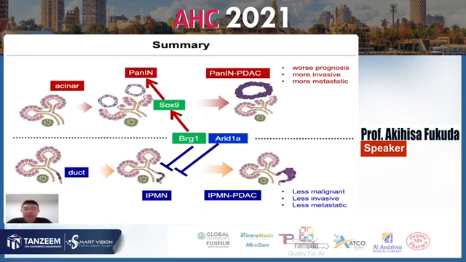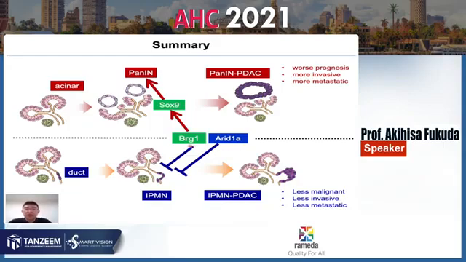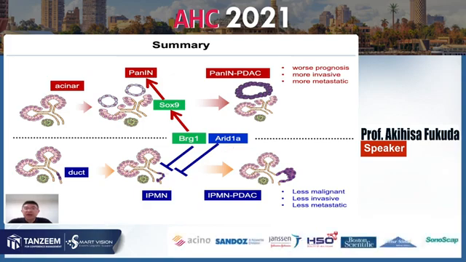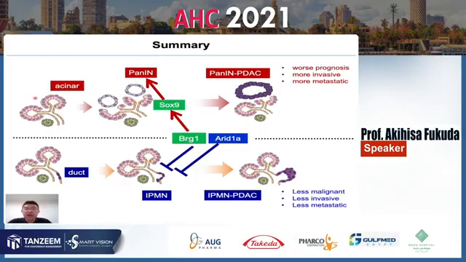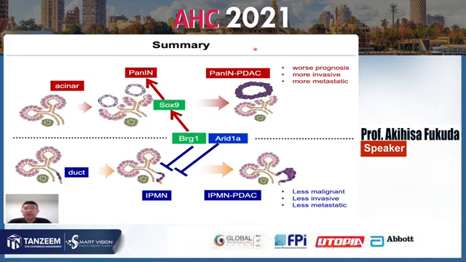This is a summary schema. The SWI/SNF complex chromatin regulators BRG1 and ARID1A inhibit duct cell-derived IPMN and PDAC formation. In contrast, BRG1 plays a critical role for acinar cell-derived PanIN and PDAC formation through regulating SOX9 expression. Our data highlight cell type-specific roles of BRG1 in pancreatic cancer development.